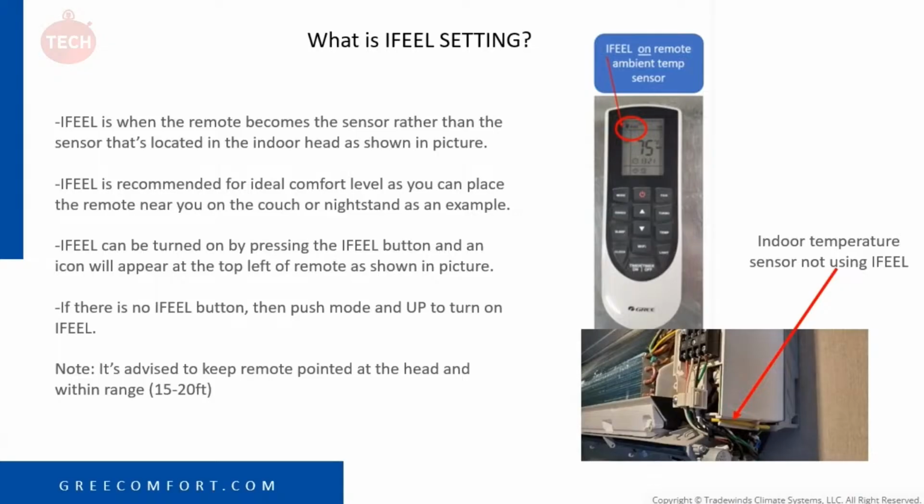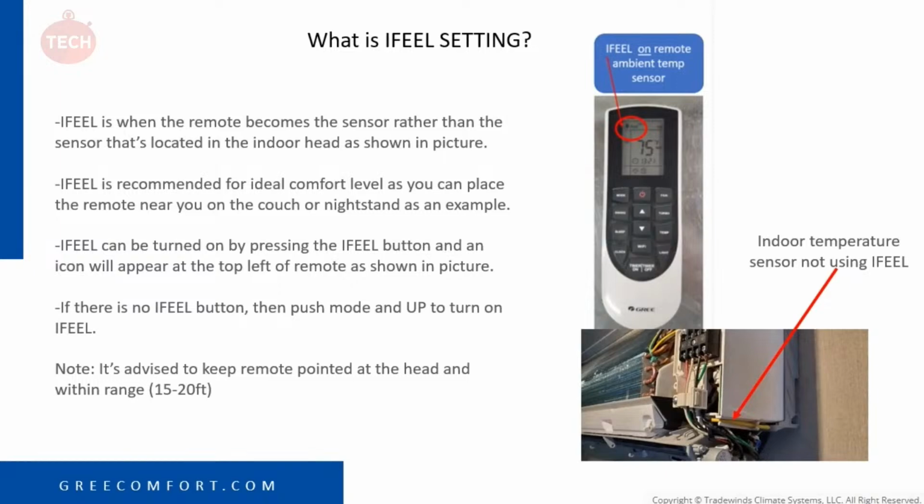If there is not an iFeel button, push mode and up together, and that will turn on iFeel. So when iFeel is on, a little emoji will pop up there. That means iFeel is turned on. What iFeel does is the remote then becomes your sensor. So your remote is going to become where it's sensing temperature from.